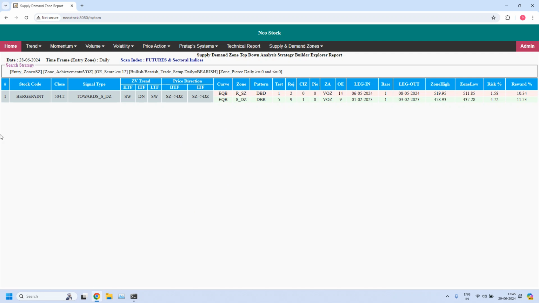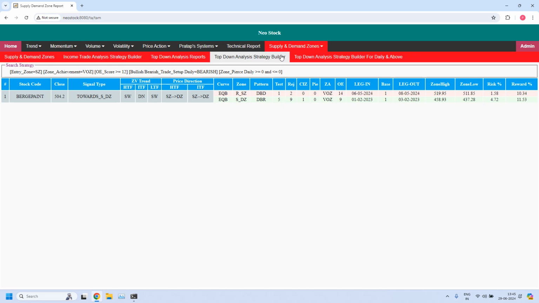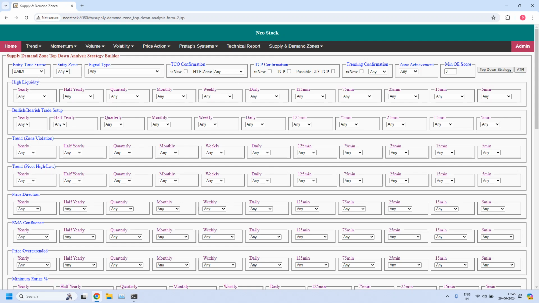Okay. Next, let us generate the bullish and bearish trade setups for weekly income trade. For weekly income trade, entry time frame is 75 minutes. Bullish trade setup entry zone, demand zone. And also in the bullish or bearish trade setup, entry time frame 75 minutes. We are selecting the value bullish. That means we are telling the software generate 75 minutes time frame bullish trade setup.